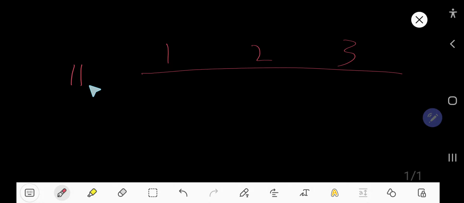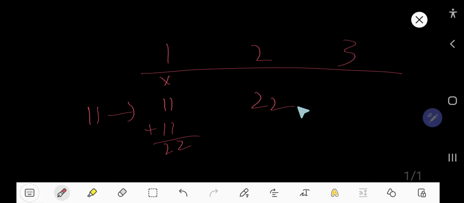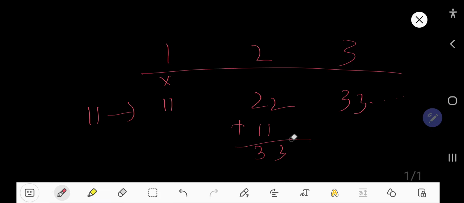Okay, so how do we find the multiplication table for 11? Look, just 1, 2, 3, right? 11 times 1 equals 11. 11 times 2, you just add 11 with this 11, that is 22. 11 times 3 equals what? Just add 11 with this step, that is 33, and this list will continue.